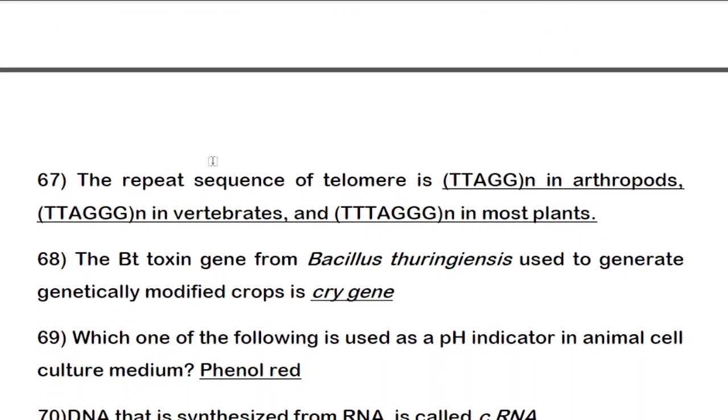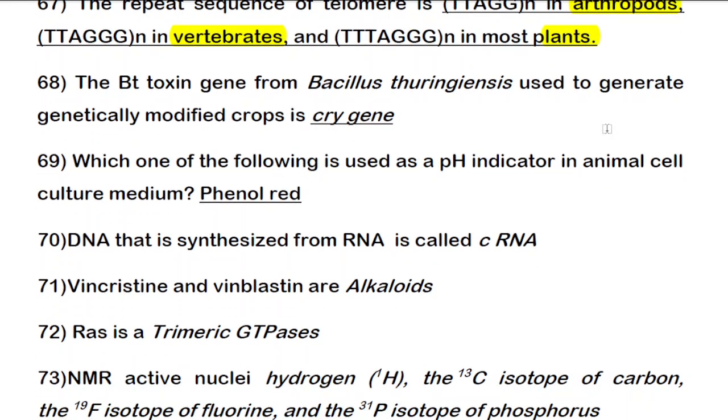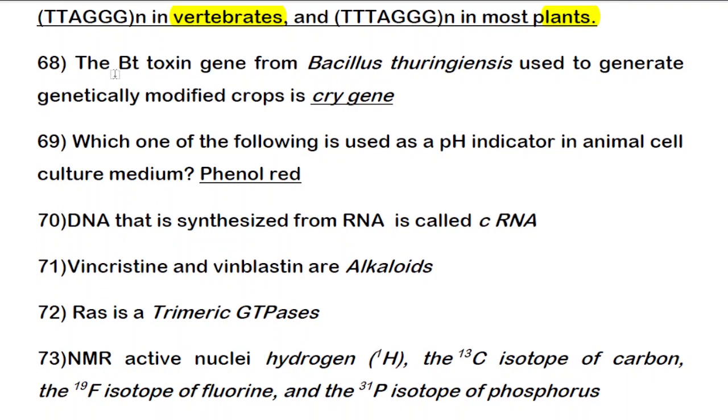Okay. 67th question is regarding the repeat sequence of telomeres. In arthropods, the repeat sequence is TTAGG. In vertebrates, that is us, the repeat sequence is TTAGGG. In plants, it is TTTAGGG. Okay. Next, 68th question is regarding Bt toxin, which is a delta endotoxin, and it is employed for GM crops and produced from a gene called the cry gene. In Bacillus-based genetically modified crops, they employ this cry gene.